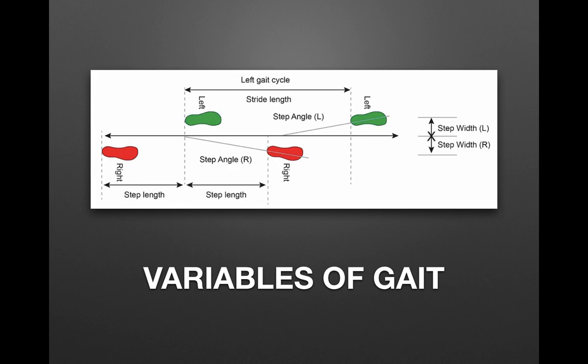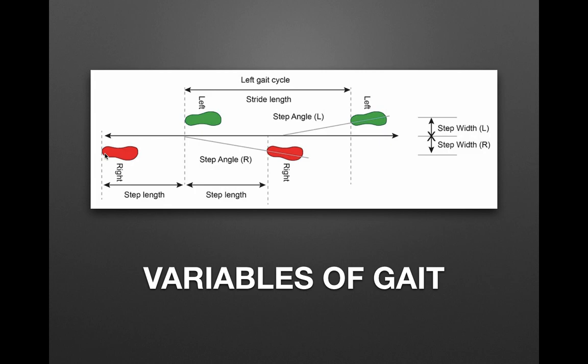Now if we talk about the main variables of gait, first of all, one is the step length. Step length occurs when there are two consecutive points of the same foot for the same event. Again, focus. Two consecutive events of the same foot for the same event.